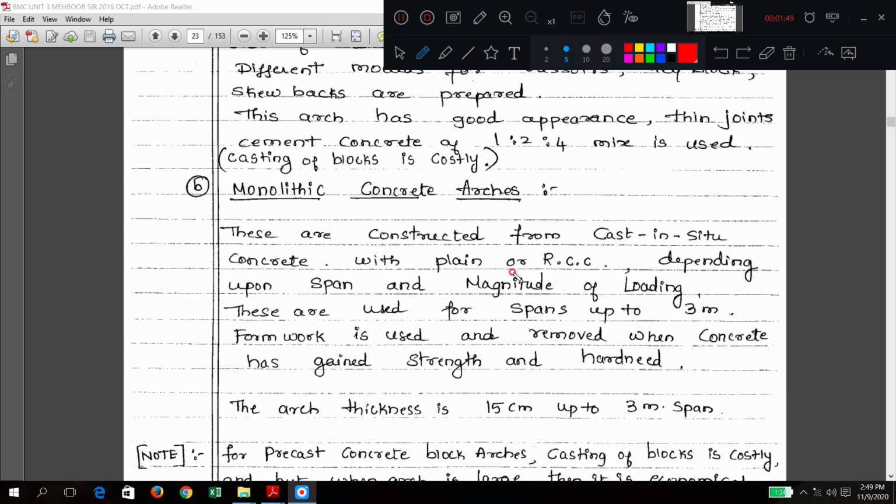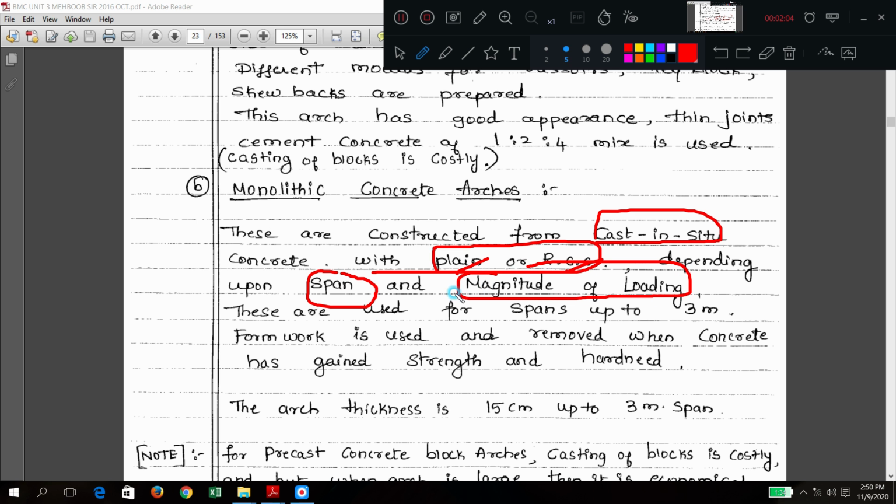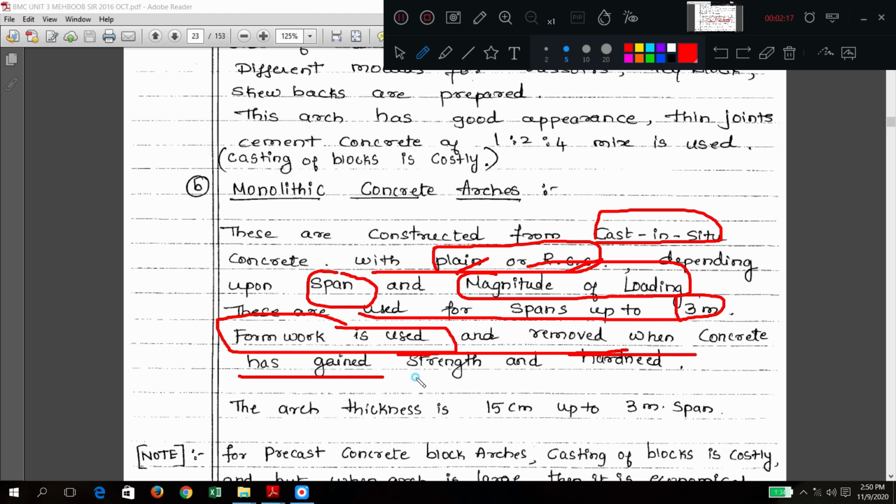So here what they are doing? They are casting on site only, cast in situ with plain or RCC. Means you can use the steel also, or you can use the concrete without steel also, depending upon the span and loading. Okay. So these are used for span up to 3 meter. A larger span arch can be used here. And formwork is necessary. Here the formwork is used and removed when the concrete has gained the strength.